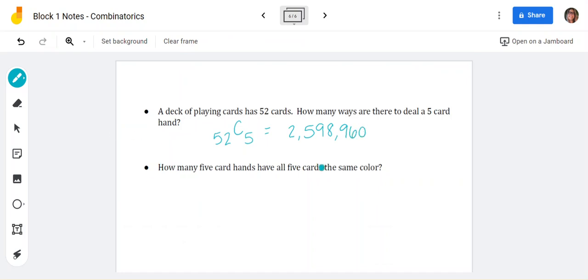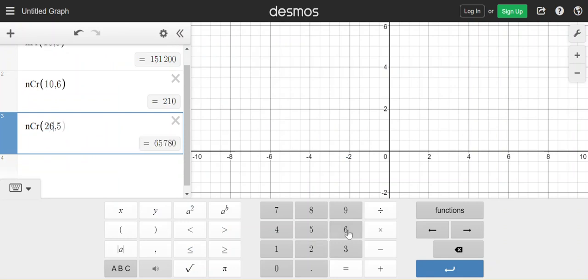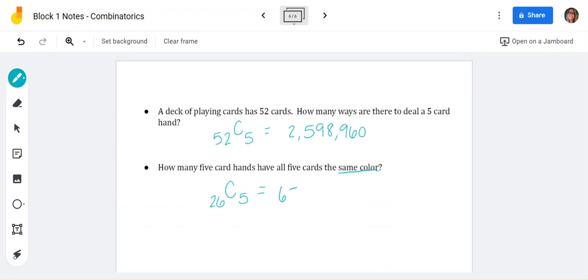Now, what if we want them all to be the same color? Well, there's 26 red cards and 26 black cards. So that narrows down our pool of cards to 26. We're still choosing 5 of them. Instead of 52 cards, we're going to start with 26. And now we're down to 65,780.